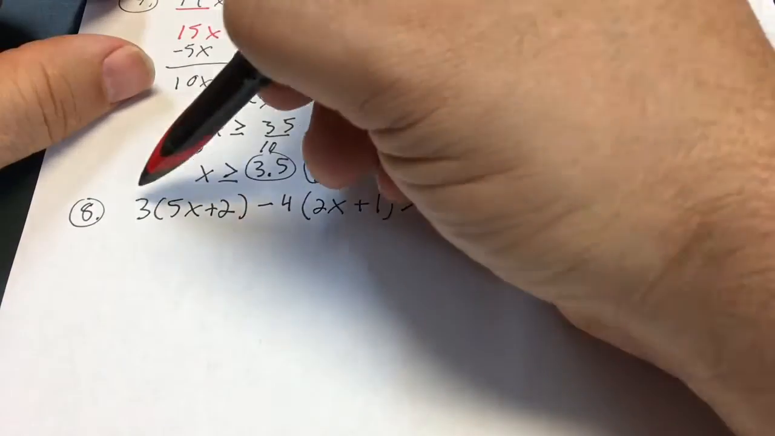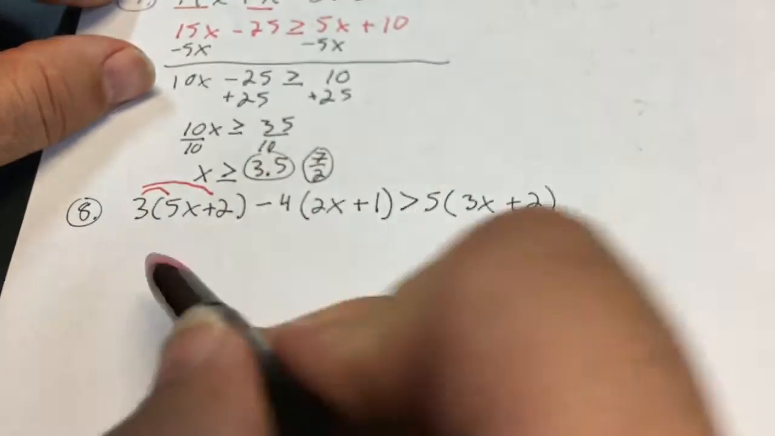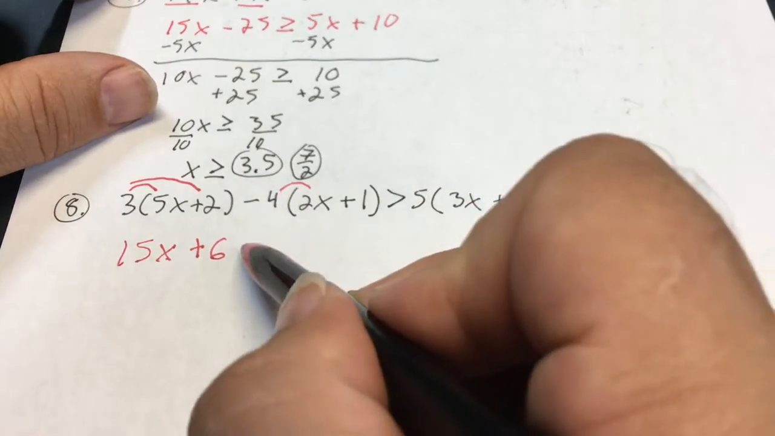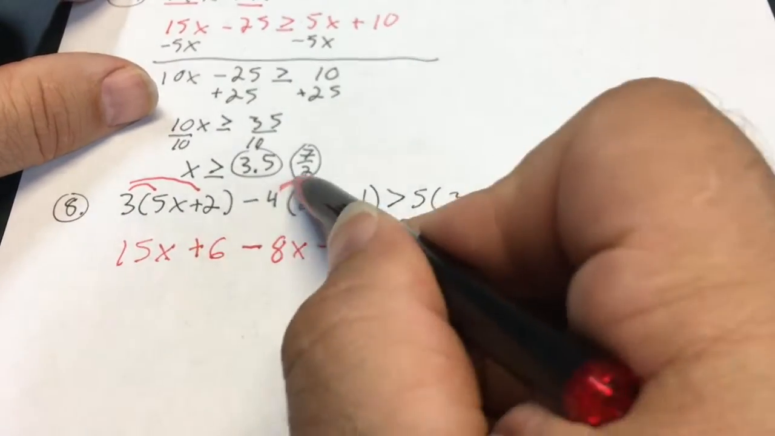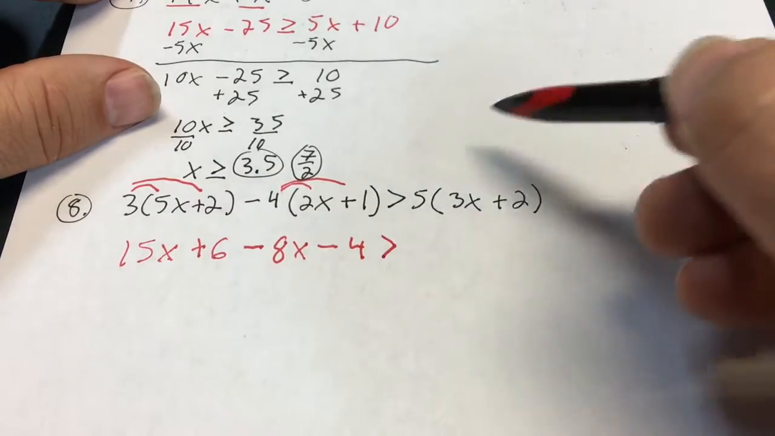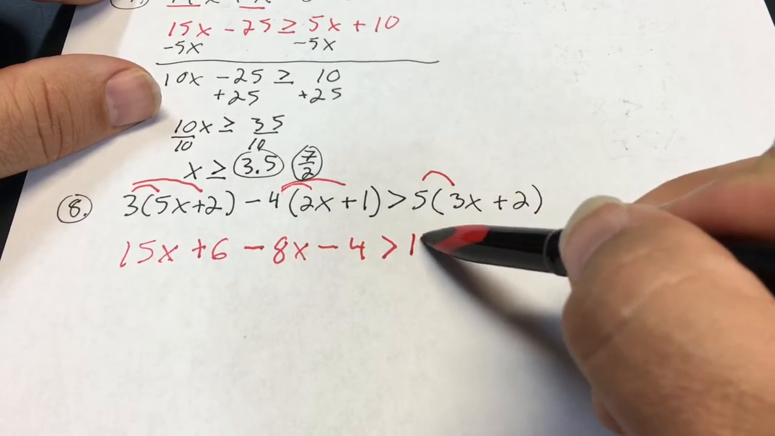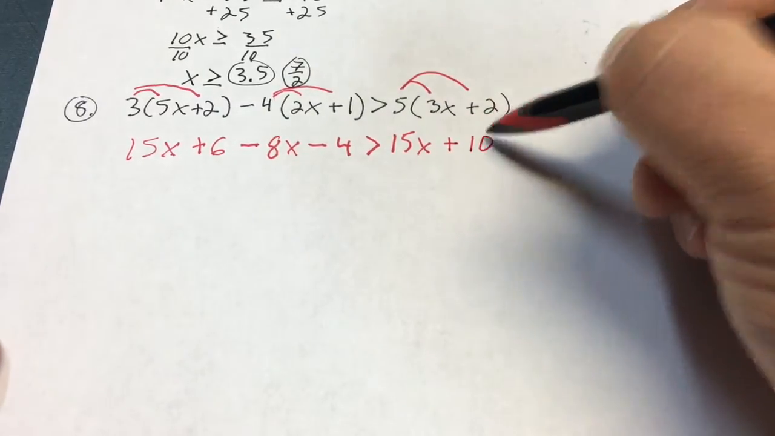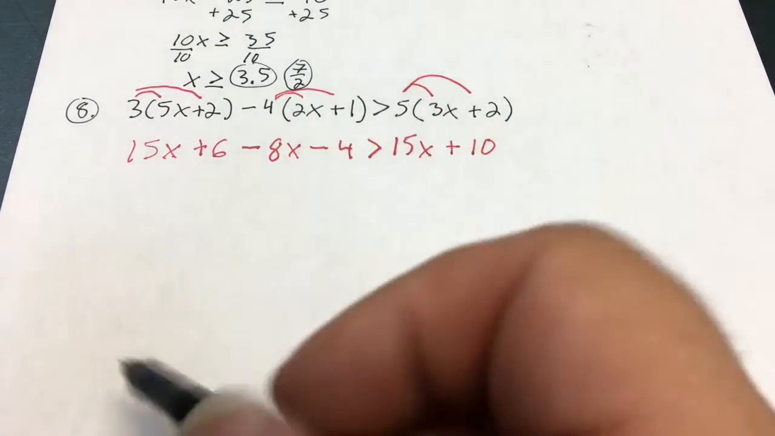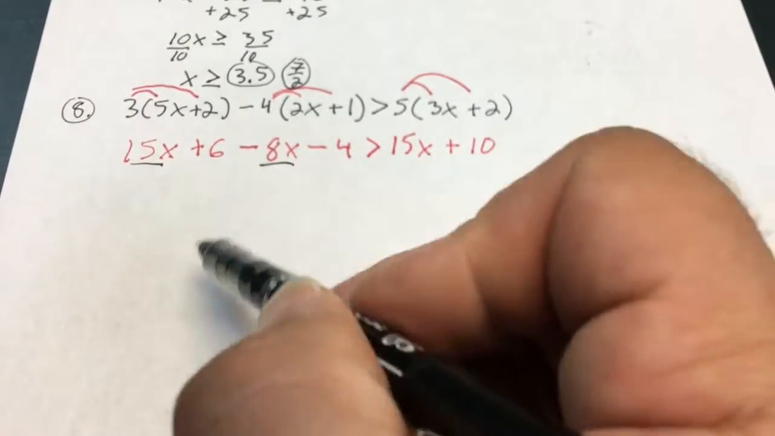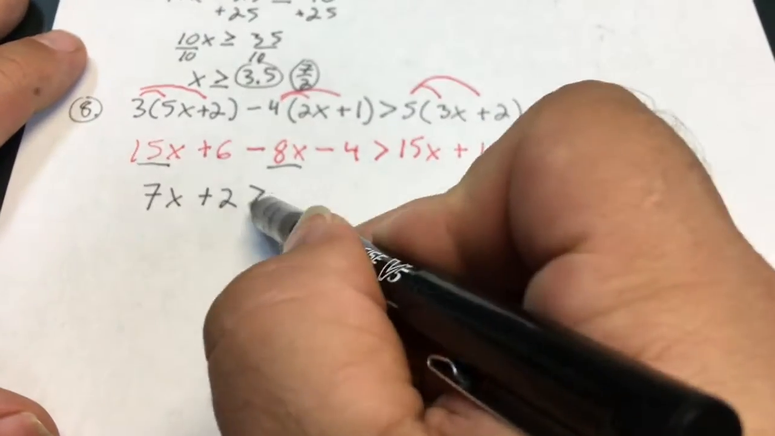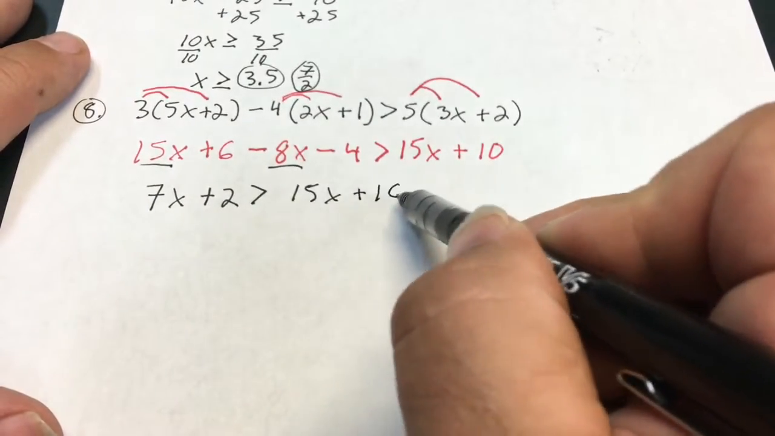So I'm going to distribute the 3 across this quantity to give me 15x plus 6. Now I'm going to distribute the negative 4 across. That's going to give me minus 8x minus 4 is greater than, now I'm going to distribute the 5 across, 15x. That's going to give me plus 10. Now I'm going to combine like terms. So 15x minus 8x, that's going to give me, I believe, 7x. And then 6 minus 4, that's going to give me 2, is greater than 15x plus 10.